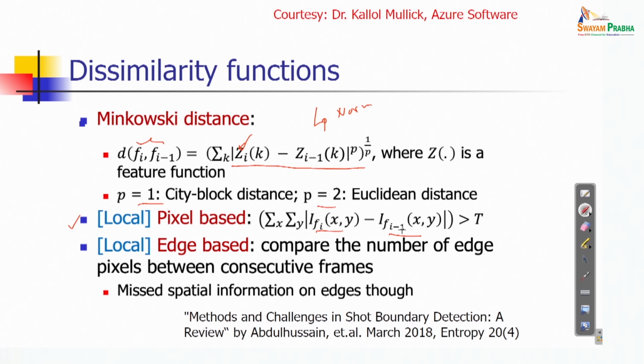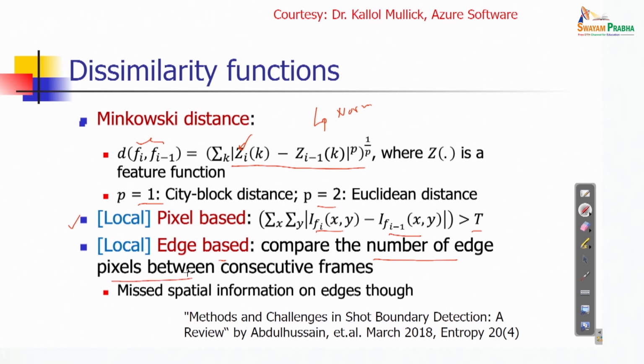So it's basically, I should say, the magnitude of the difference picture. You take the difference picture, that means in consecutive frames, and then you take the sum of all those magnitudes of differences. Now, if it is greater than a certain threshold, then we consider that it's a shot boundary. Whereas in the edge based approaches, instead of taking this kind of measure, we only consider the number of edge pixels between consecutive frames.